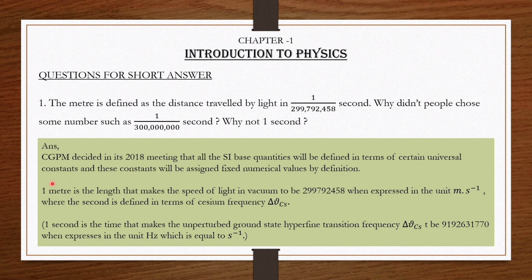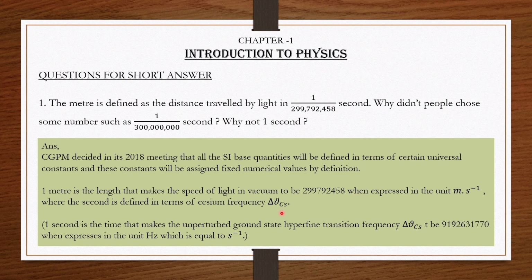Here our answer will be: CGPM decided in its 2018 meeting that all the SI base quantities will be defined in terms of certain universal constants, and these constants will be assigned fixed numerical values by definition. So 1 meter is the length that makes the speed of light in vacuum 299,792,458 when expressed in the unit meter per second, where the second is defined in terms of the cesium frequency delta nu cs.